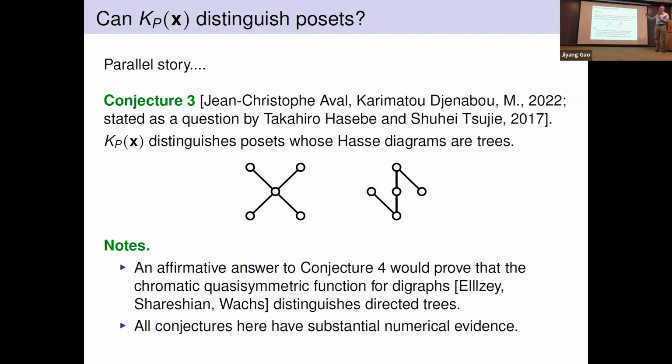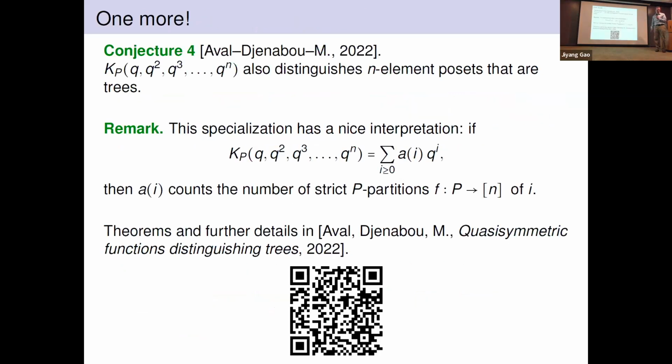And then all the conjectures I've mentioned here have substantial numerical evidence. Although I'd much rather if people would prove some special cases of these. I think that would be more meaningful. And so there's a lot of scope for special cases.